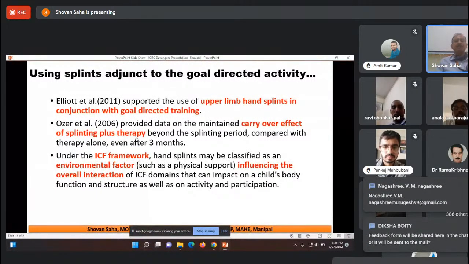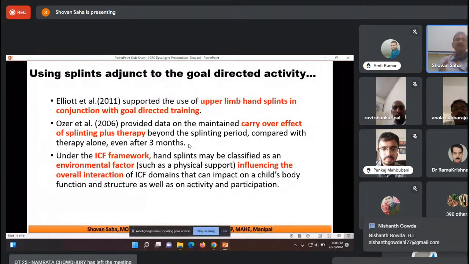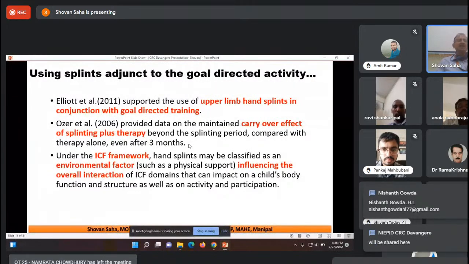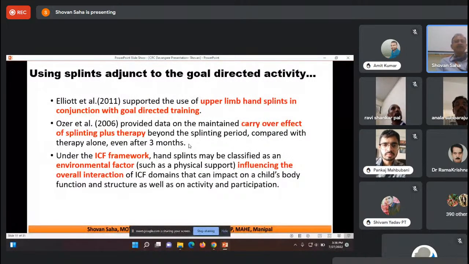Carryover effect of splinting plus therapy is very important. Splint alone will not do the work. It is always a supporting thing, and as I mentioned, the splint will try to hold on to the carryover effect of therapy. I'm sure all of you have faced this challenge: during a therapy session you achieve something, and the next day when the patient comes back, you are back to square one. So the splint does help to retain whatever we have achieved through therapy. That is another positive aspect.